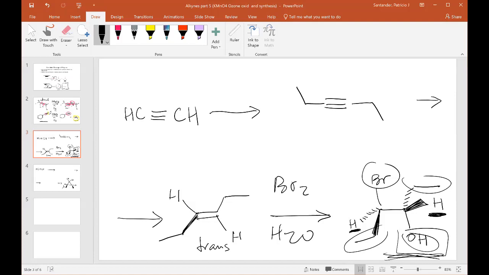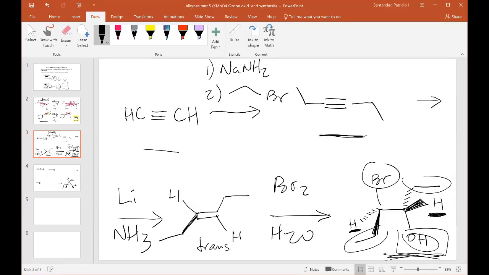And in order to get the trans product, I need to use lithium in ammonia, right? Lithium in ammonia. And then in order to get that alkyne, how can I do that starting from acetylene? It will be step number 1, sodium amide. Step number 2, ethyl bromide. Step 3, sodium amide again. Step 4, ethyl bromide again.